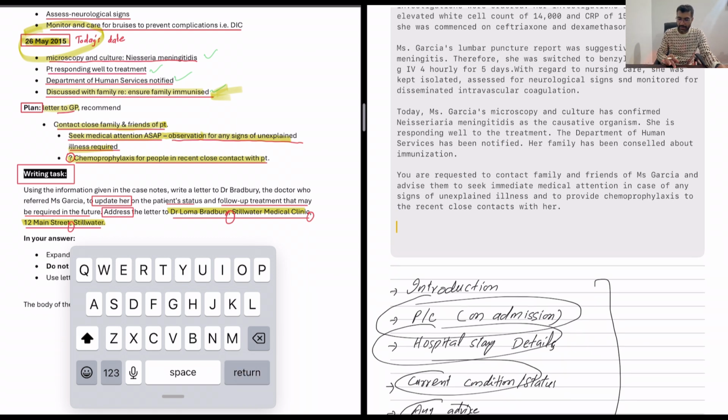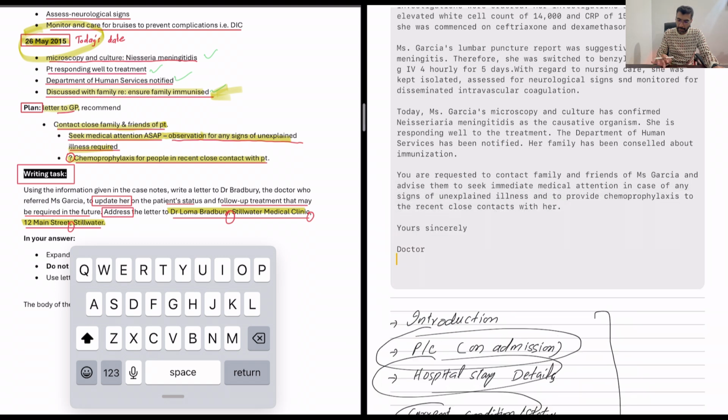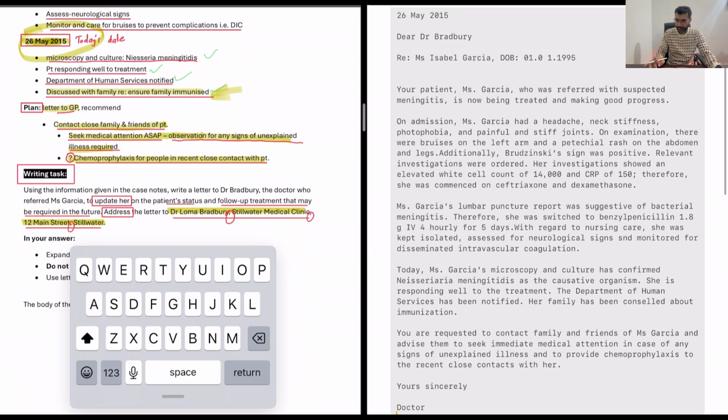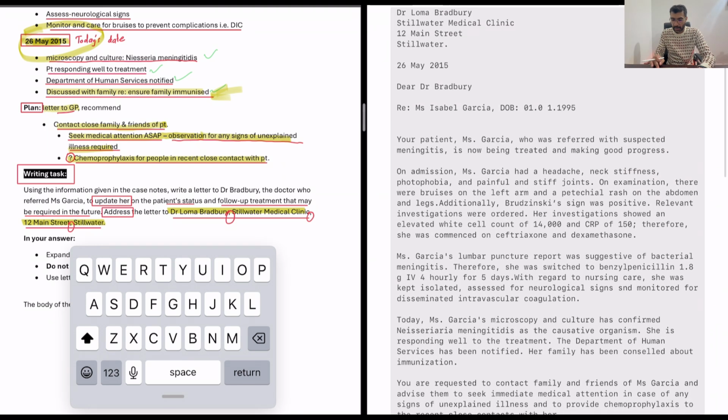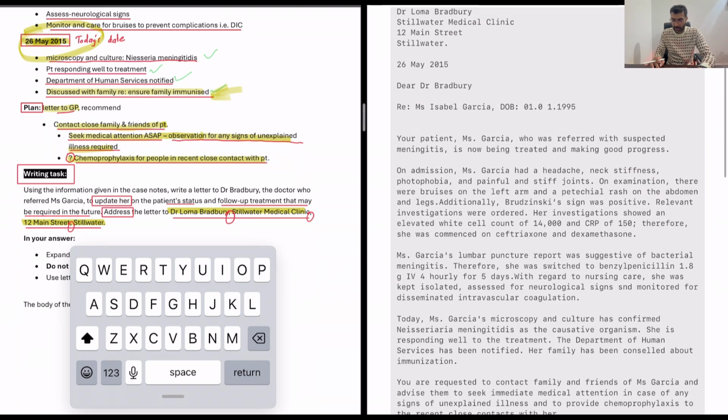After that, now we will sign off our letter. Yours sincerely, and Doctor. Let's go through the letter for the last time.